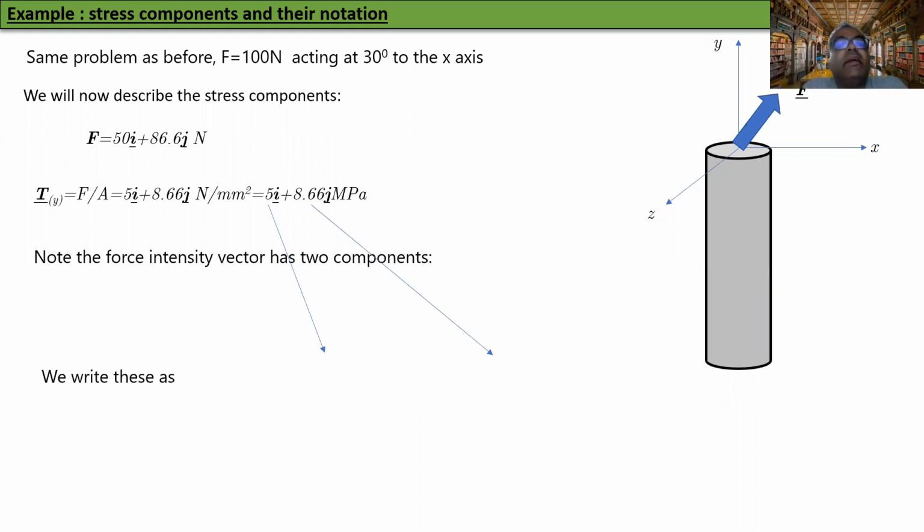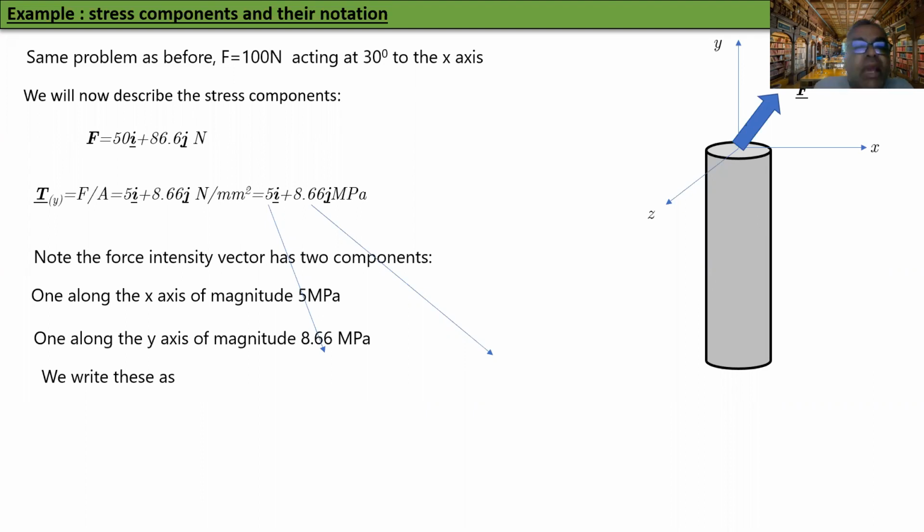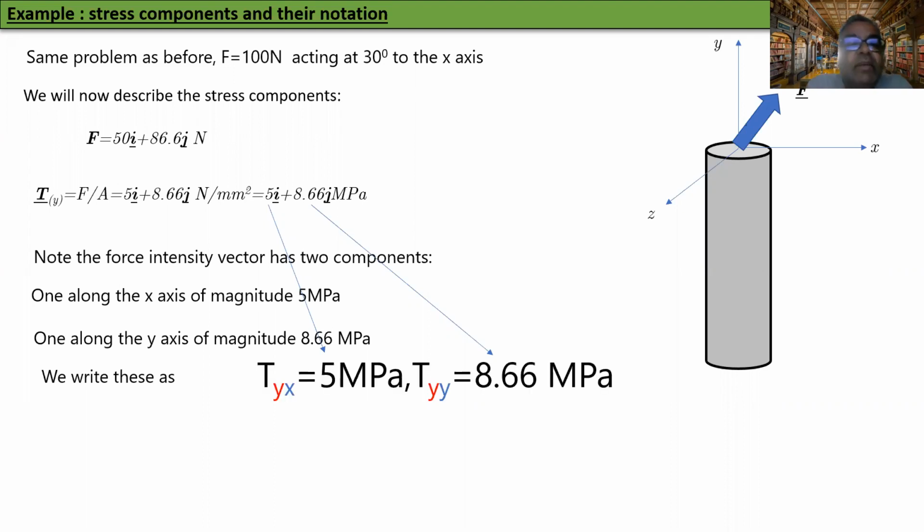This force intensity vector has two components. Like force vector has two components, force intensity vector has two components. And these two components, one is along the x-axis, the magnitude is 5 MPa. The other one is along the y-axis and the magnitude is 8.66 MPa. Okay, we are going to write this as Tyx equal to 5 MPa, Tyy equal to 8.66 MPa. So this is the emoji, this Tyx, Tyy. You have to understand what they mean.